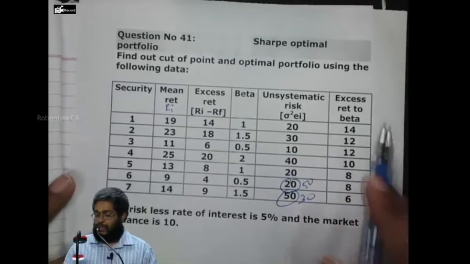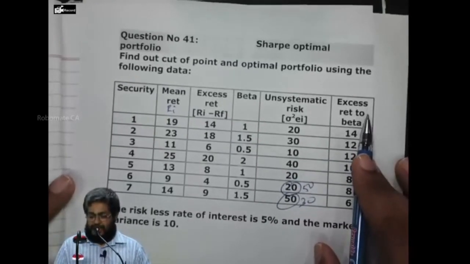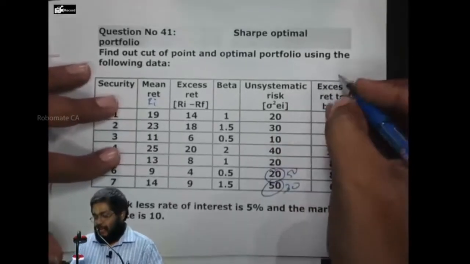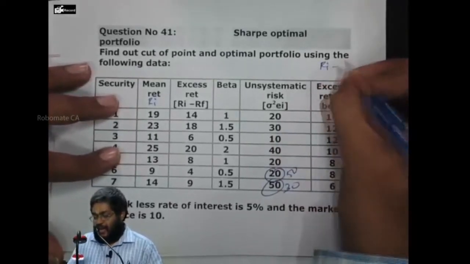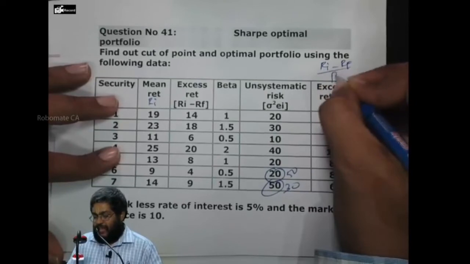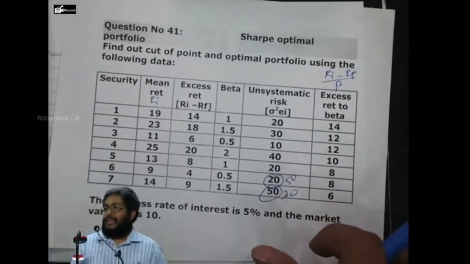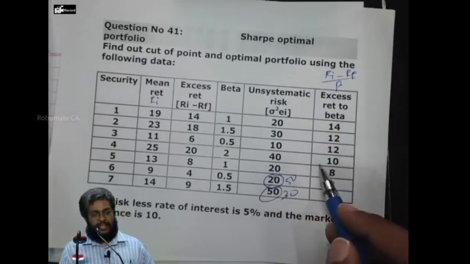Okay. Now, excess return to beta. Tell me what is this column? Tell me the formula for this column. RI minus RF divided by beta. That is what we call the reward to volatility ratio. Right or not? In some sums, this should be calculated. The sum has been given.